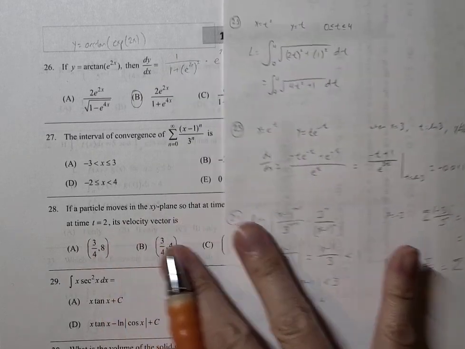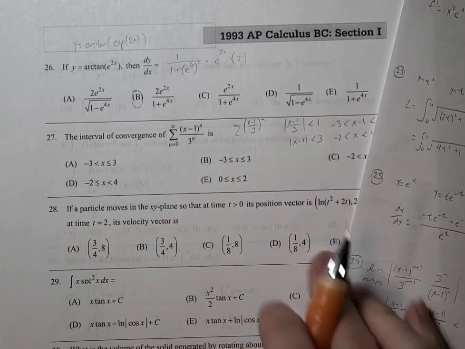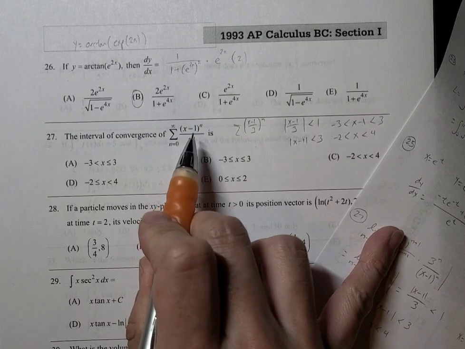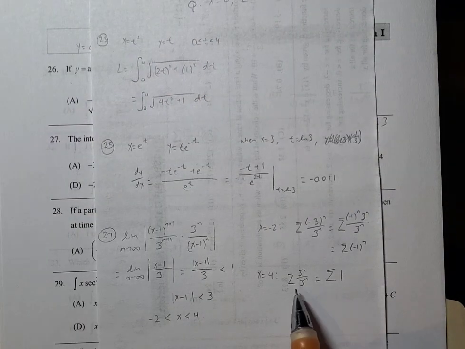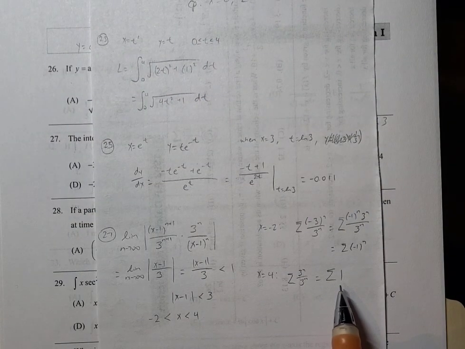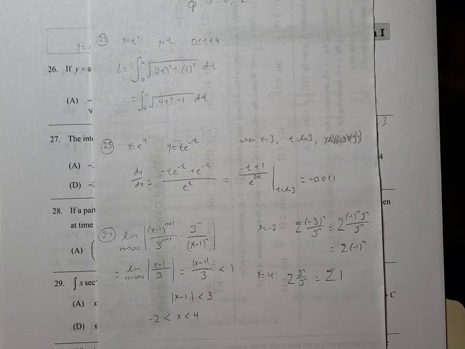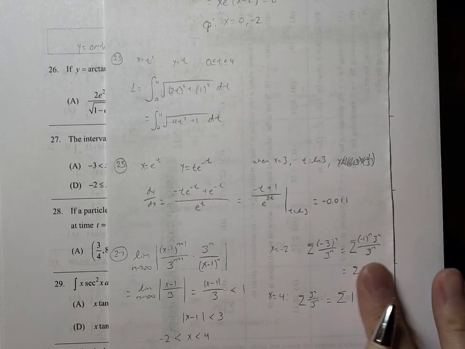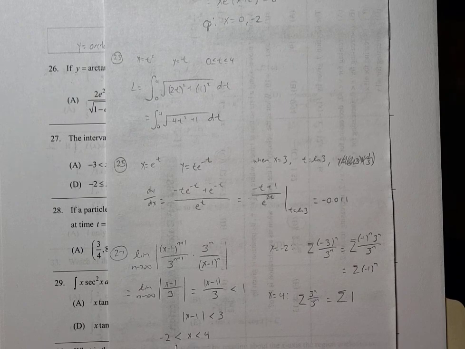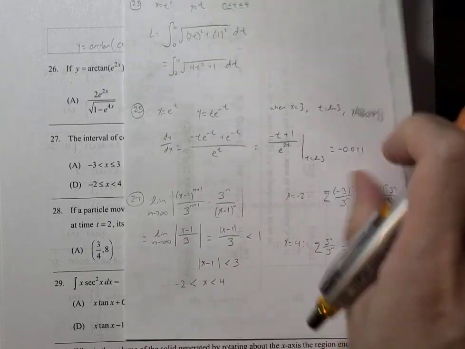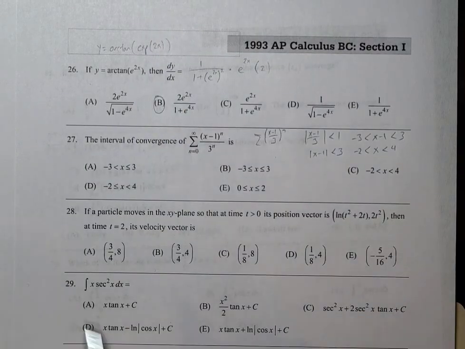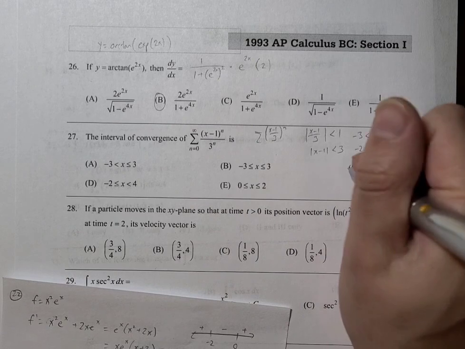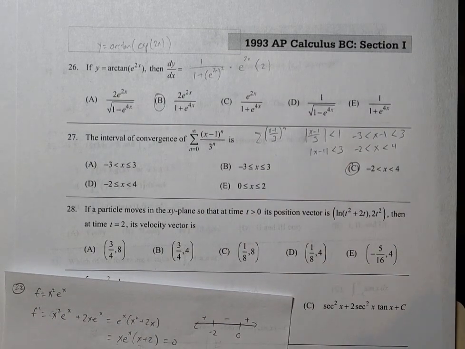And now how about when x is 4? We plug in 4 into here. That's just 3 to the n divided by 3 to the n, so those would cancel to the summation of 1. Obviously, when you sum up an infinite number of 1s, it's going to become infinity also. So we don't include the two endpoints because we just found that they diverge at the endpoints. So it's from negative 2 to 4, both not inclusive. So 27 should be C.